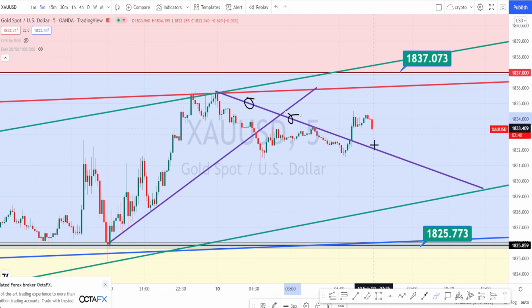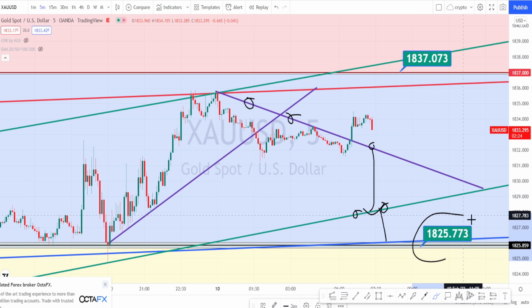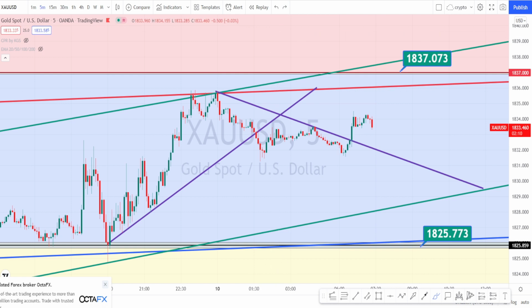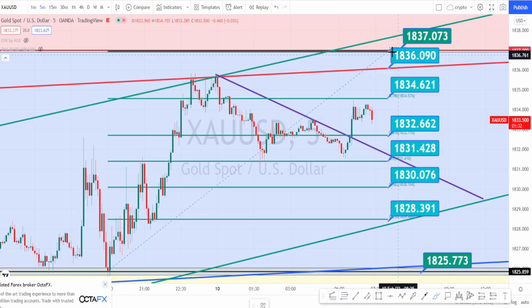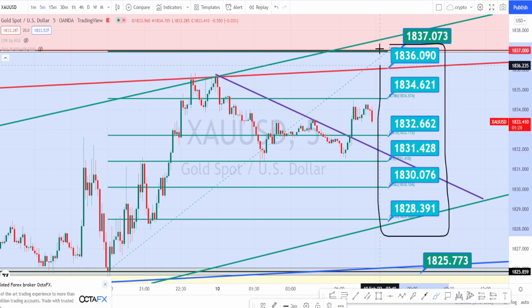Whenever the price action breaches this support line, we can expect a downtrend to continue and taking support on this 30 minutes time frame trend line or the support line. If it breaches this trend line, we can expect it to take support on the higher time frame support level of 1825. Let us mark the support and resistance level. So the values within the blue color boxes are the support and resistance levels for 5 minutes time frame.